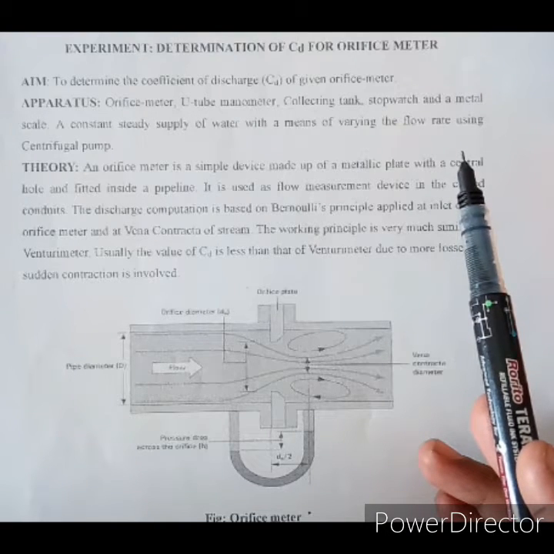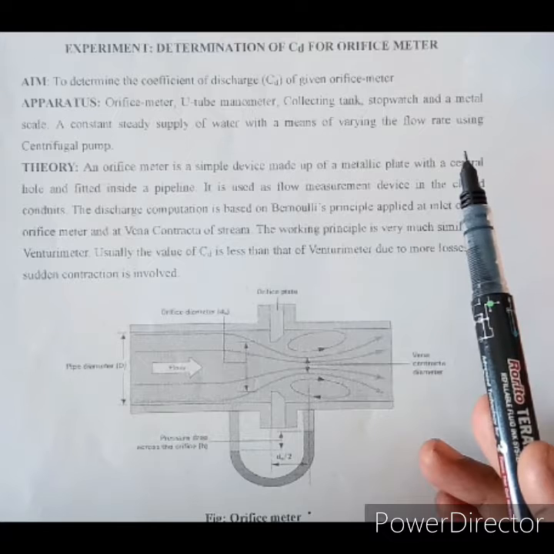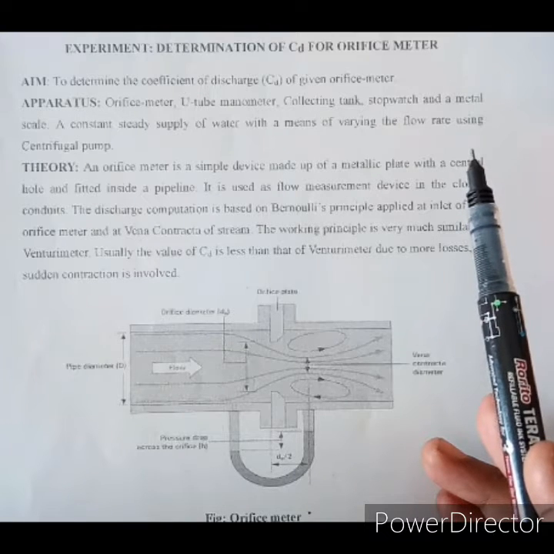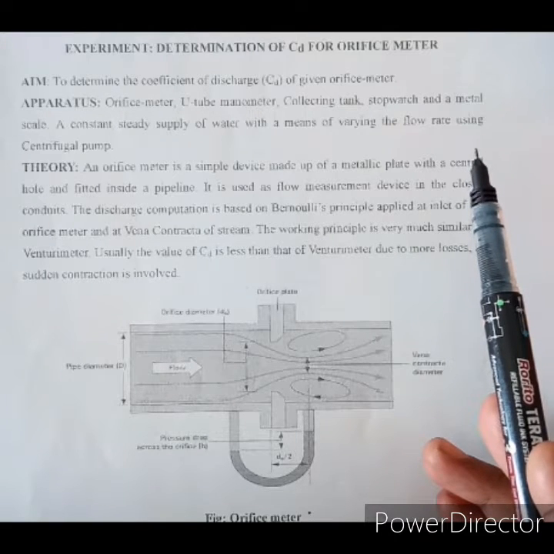Coefficient of discharge is the ratio of actual discharge to theoretical discharge. In an orifice meter, the theoretical discharge is calculated by knowing the pressure head between the inlet and the orifice. The orifice is a metallic plate with a circular hole, which is present inside the orifice meter.